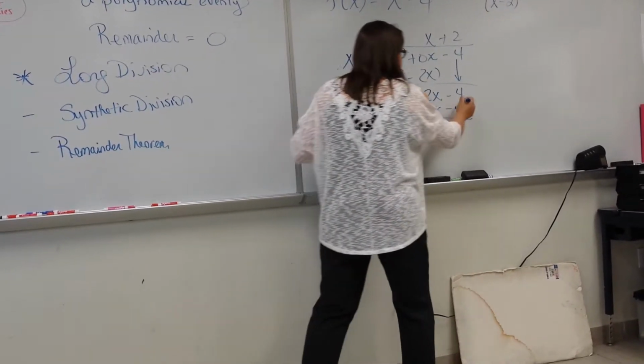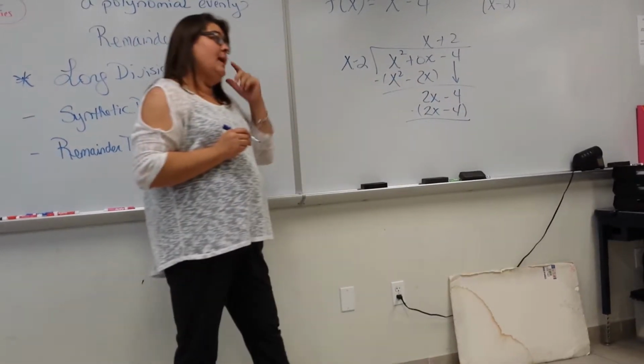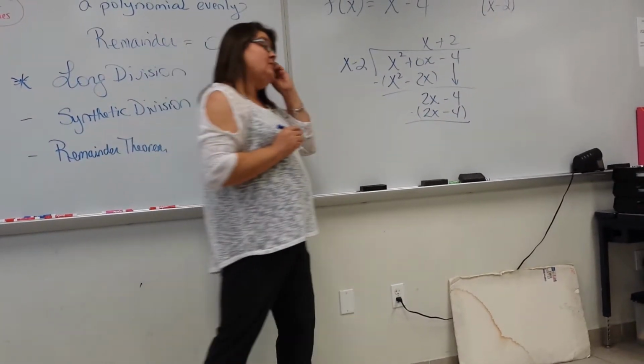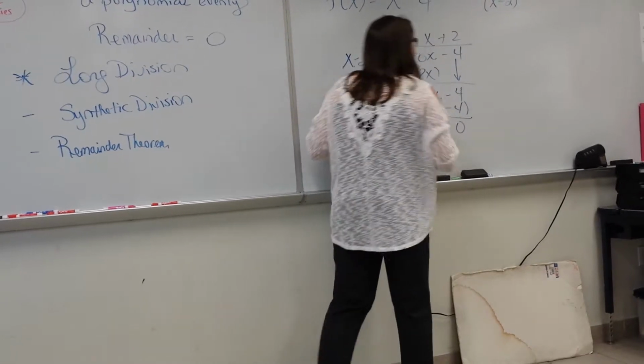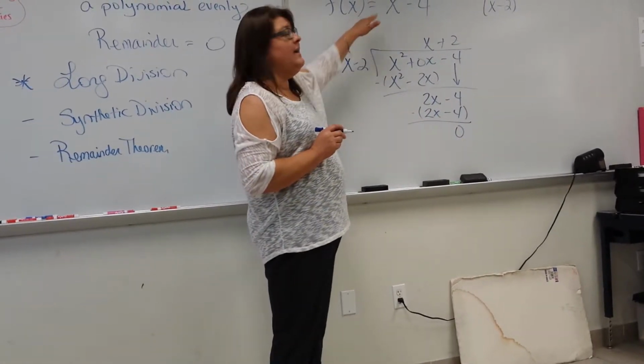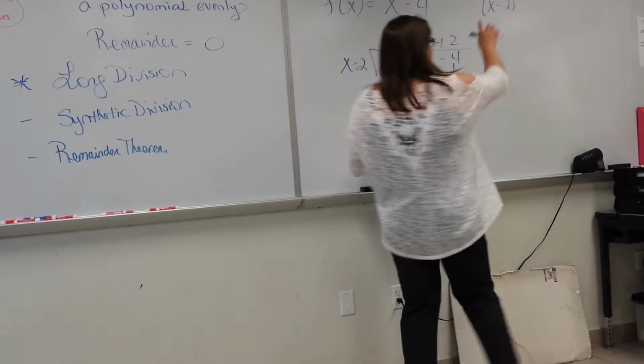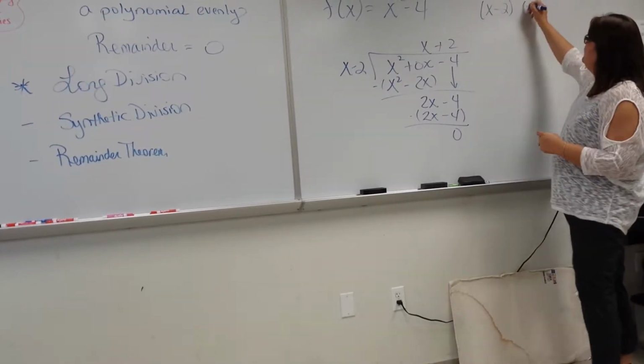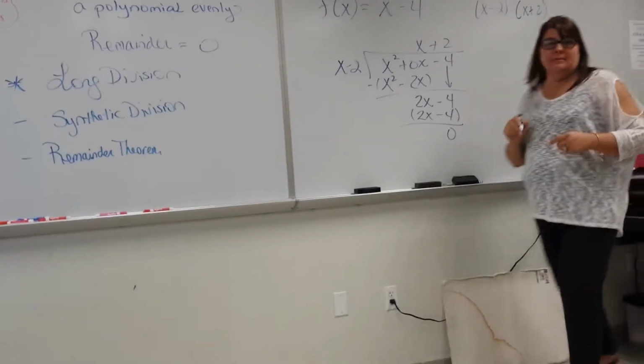Again, subtract, which means change signs. And what happens? No remainder. The remainder is 0. This is indeed a factor. The factors of x squared minus 4 are the original, what we were given, and the one we just found.